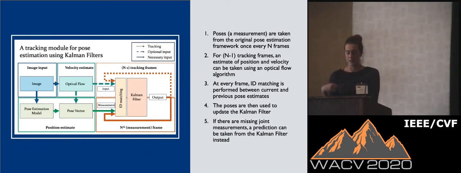So in our method, the poses are taken from the existing pose estimation method once every n frames. For n-1 tracking frames, we then use optical flow to get an estimate of position and velocity. We match the current and previous skeletons for ID. The Kalman filter is then updated for a new estimate, and if there are any key points missing at this point, we can take a prediction from the Kalman filter.